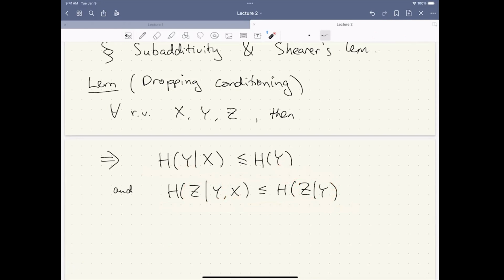First of all, let's convince ourselves that this is not something insane we are trying to prove. On the right-hand side, that's the information we get from y. On the left-hand side is the additional information we get from y after knowing x. So if x already told you something, then you might already get some information. What you get from y afterwards is no more than if you didn't hear anything from x and you just hear the story from y.